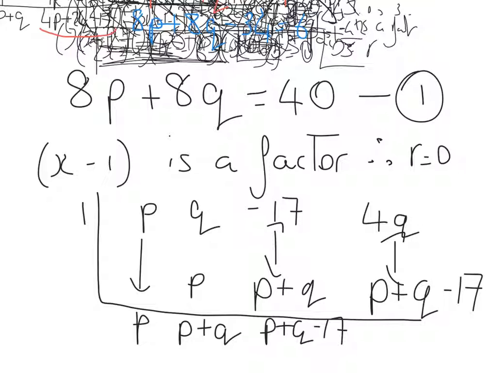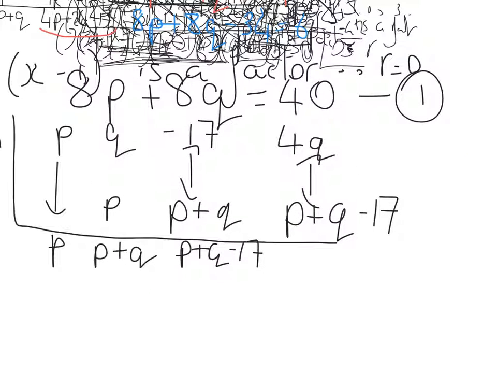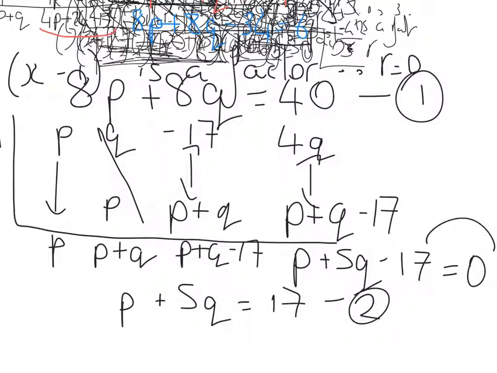And then put them together. 4q and p plus q minus 17 will give me p plus 5q minus 17 is equal to 0 because it's a factor. I can then write that as p plus 5q is equal to plus 17. So that's equation 2. I can then line up that with equation 1, which is 8p plus 8q is equal to 40.